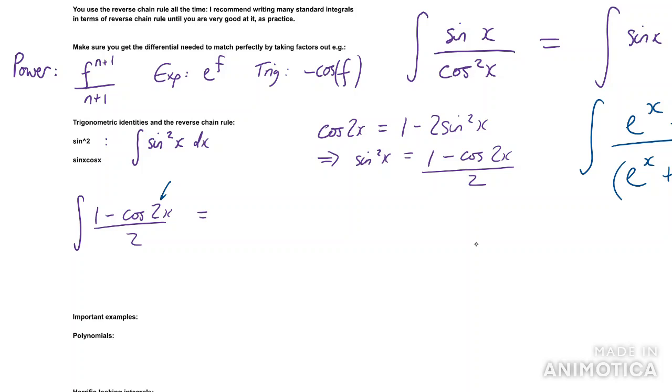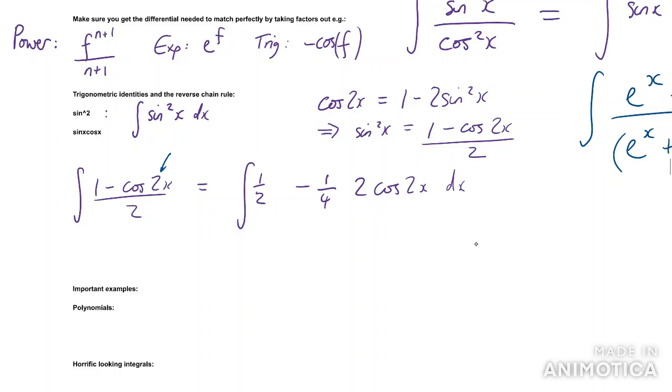So this will be the integral of 1 over 2, which we can do, minus, well, what's the differential of cos 2x? Or what's the differential of the inside there? It's 2x, so the differential of 2x is 2. So we could write this as a quarter of 2 cos 2x. And now that is just going to integrate into x over 2 minus a quarter of, and now we've got that exactly in the right form, so we just integrate cos, which becomes sine. So it's a quarter of sine 2x.